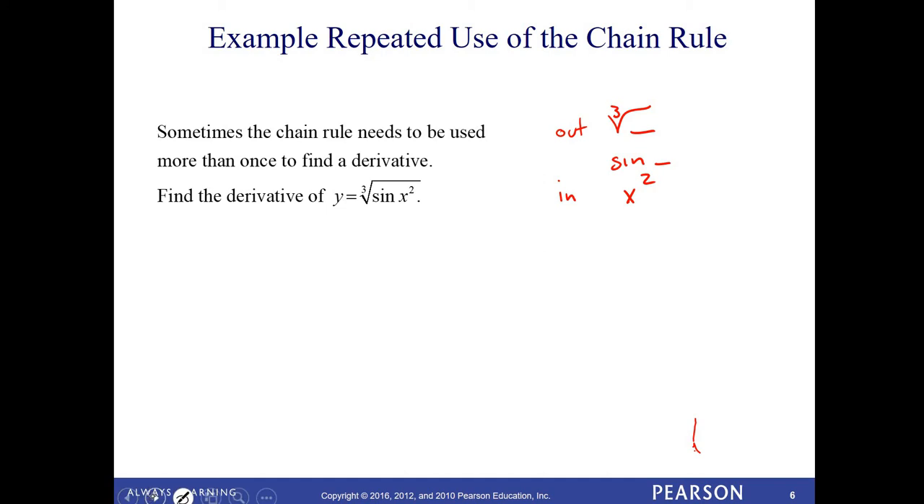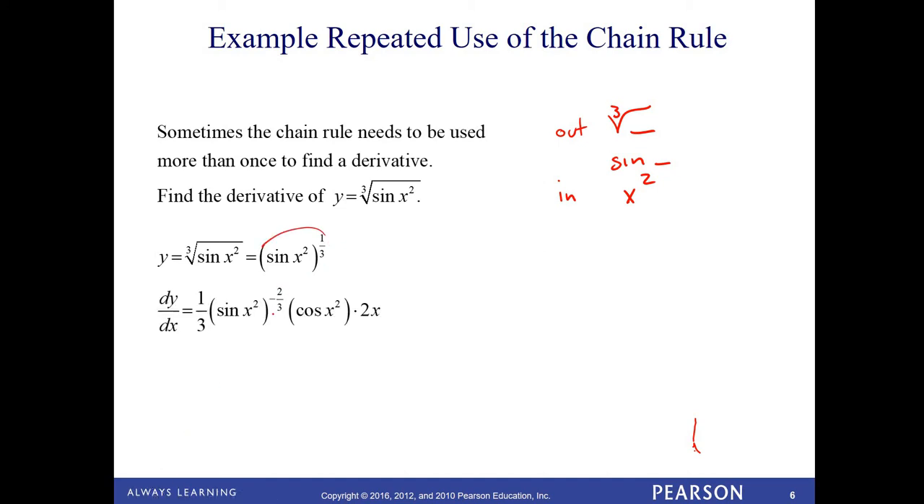We're going to start with the outside, which is our cube root. They rewrote it to the 1/3 power, which is helpful with cube roots, fourth roots, etc. We're going to take the derivative of the outside. That's our power rule, being the 1/3 down, raised to the 1/3 minus 1. Left the inside completely alone.